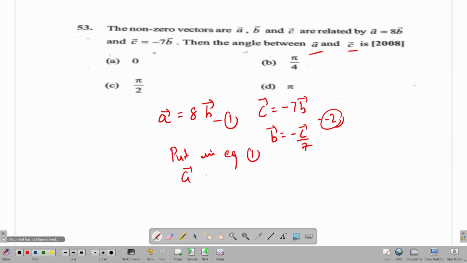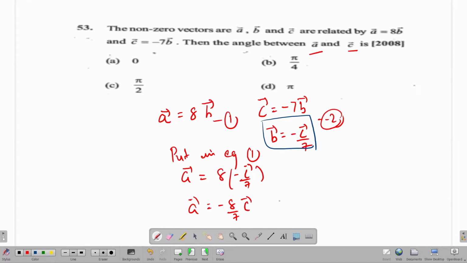So from here what I get, 8 in place of B, I am just substituting this value. So that is minus C by 7. On further rewriting this, I get this. And since we know that this is the condition of parallelism, as we have already done, that if A and B are two parallel vectors, so condition of parallel, because if A is parallel to B, so what we get, A is equal to lambda times B.